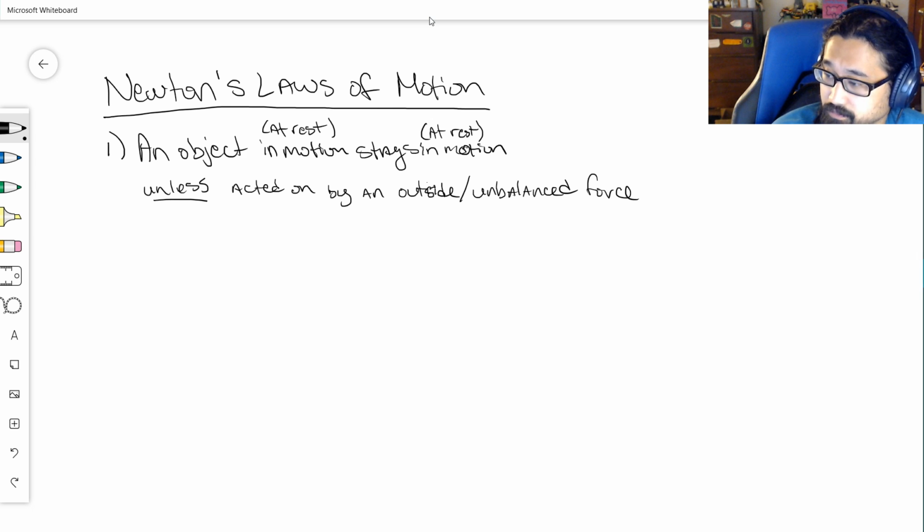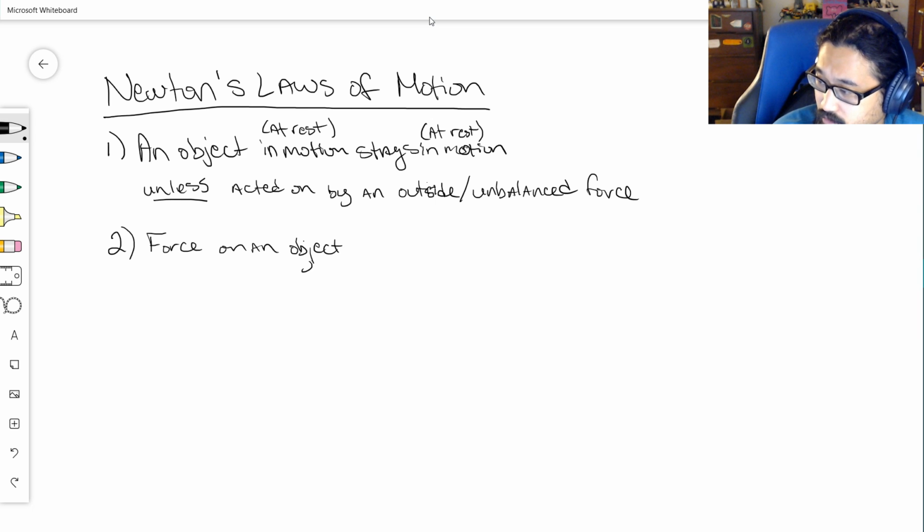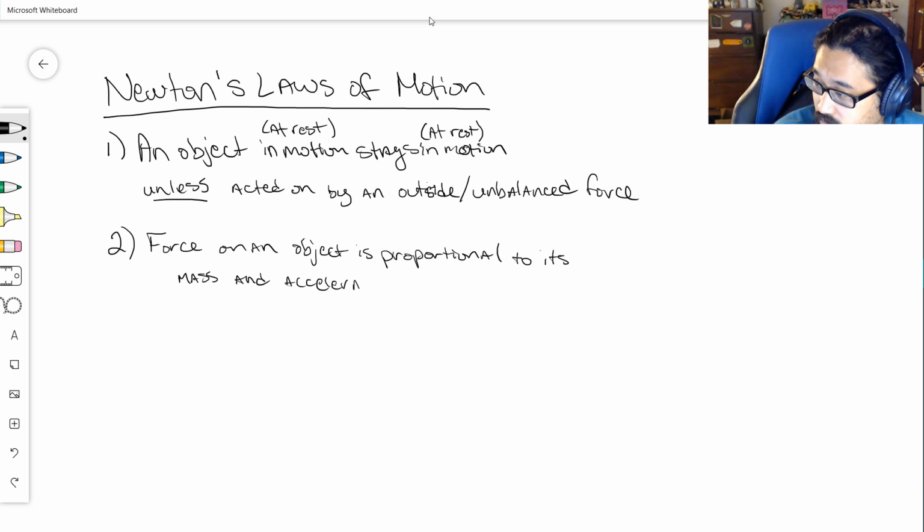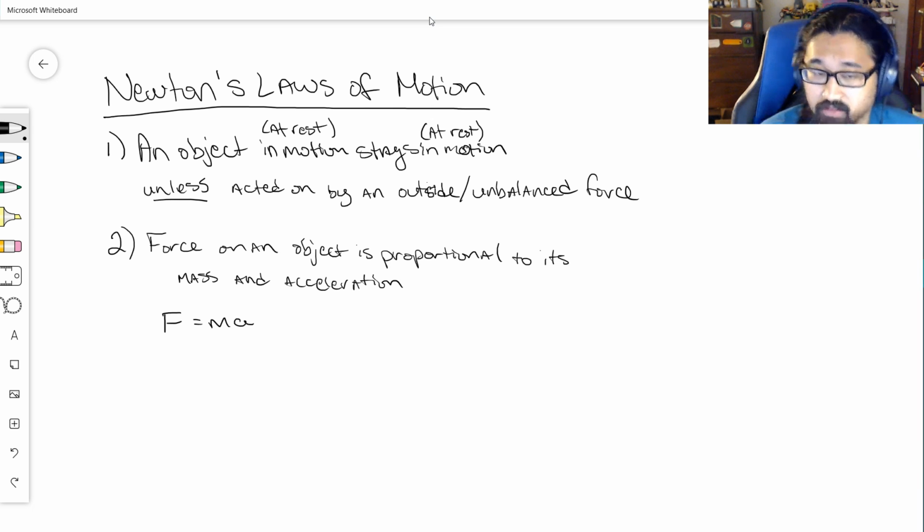Newton's second law is that the force on an object is proportional to its mass and acceleration. Or in other words, force equals mass times acceleration. It's a formula. His second law is a formula. It says that the force acting on an object is equal to the mass of the object times its acceleration.